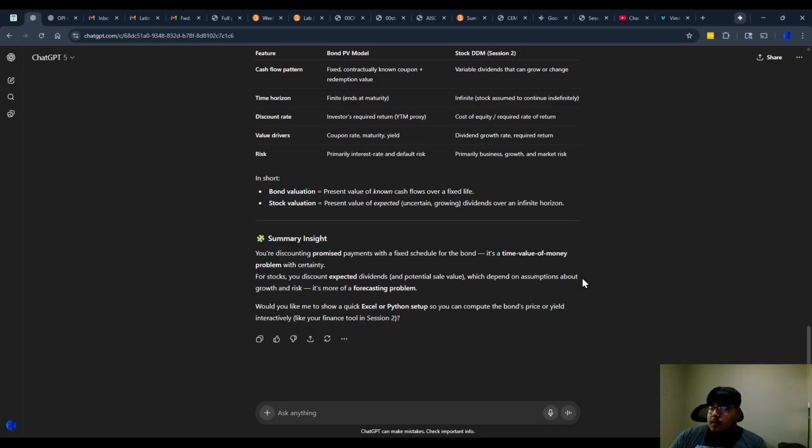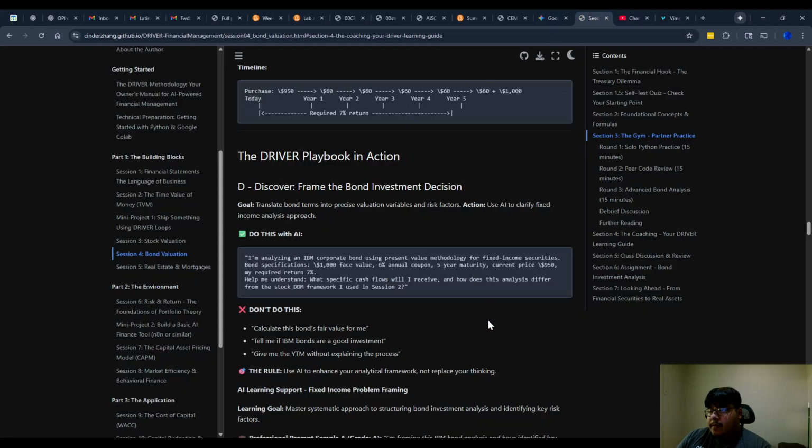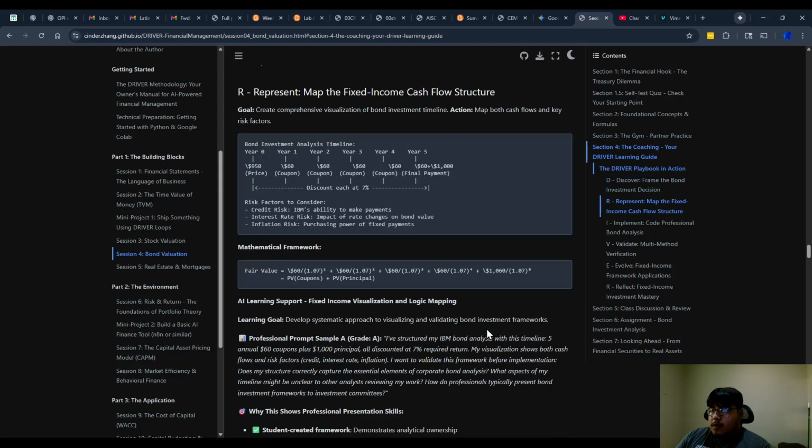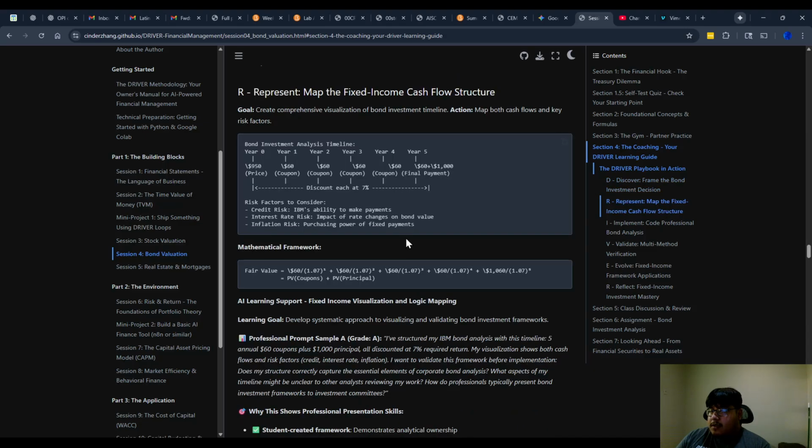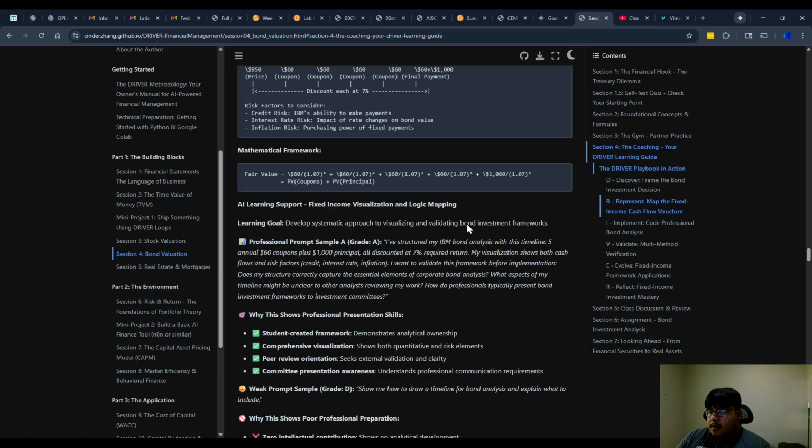So for stocks, you discount expected dividends, which depend on assumptions about growth and risk. It's more of a forecasting problem. So we keep going to represent, where we map the fixed income cash flow structure. And here's the timeline again.